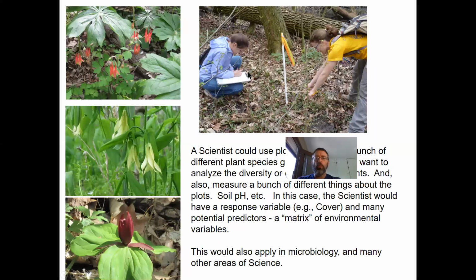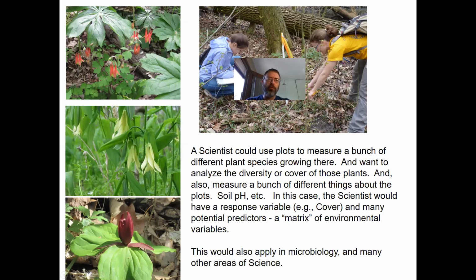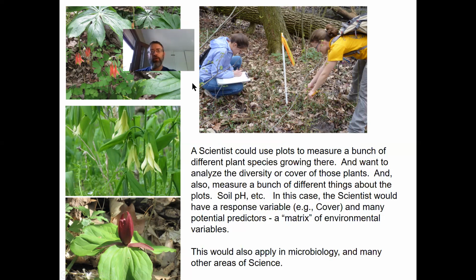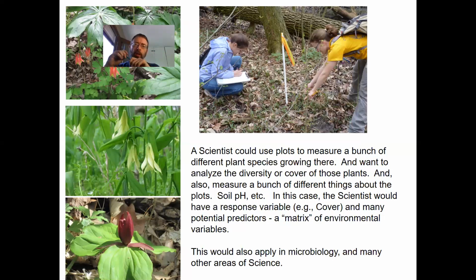Okay, so a scientist could measure a bunch of different plant species, for example growing in some plots. So here's a plot. We're measuring different plant species, and you might want to analyze the diversity of those plants, and also measure a bunch of different things about the plots, like soil pH. In this case, the scientist would have a response variable, for example diversity or cover of the plants, and many potential predictors. You may have a matrix, as I've already shown you, of environmental variables.